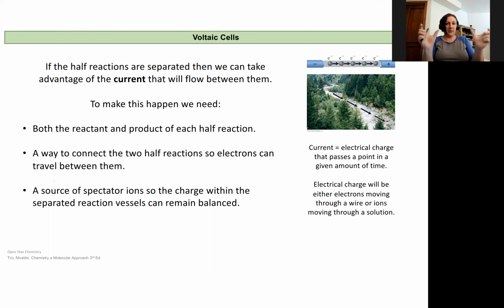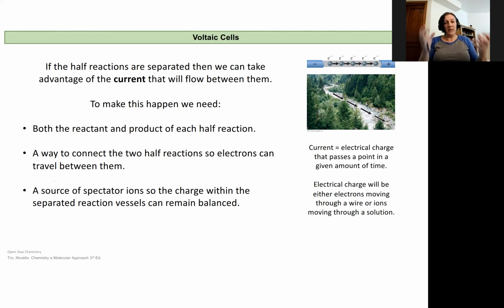But if we could separate them and connect them with a wire, we would be able to see that current pass and flow over a wire. And we could take advantage of that to perform work using electricity, like lighting a light bulb.